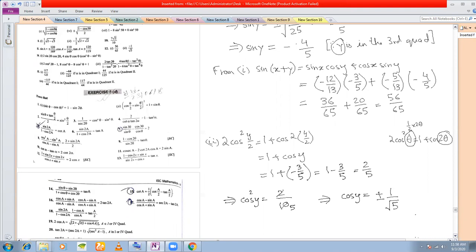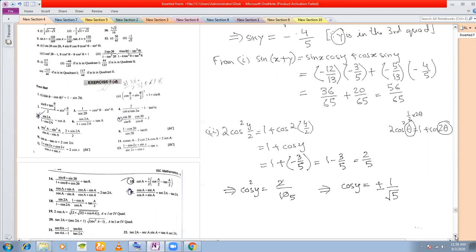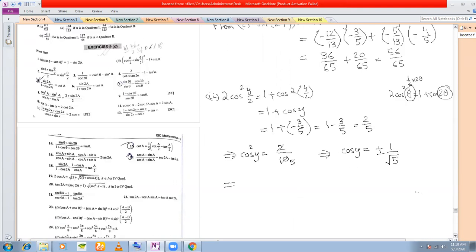Okay. Now which sign to take? Now y, you know, is in the third quadrant, in which cos is negative. That means cos y must be minus 1 by root 5, since y is in the third quadrant. Okay, so that is your solution to this.